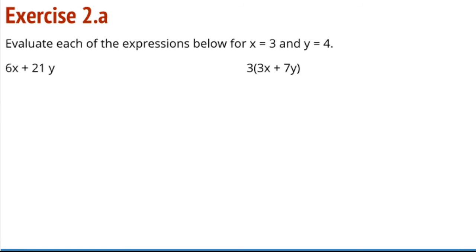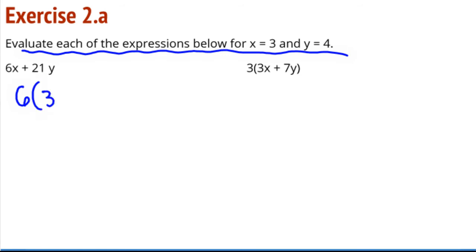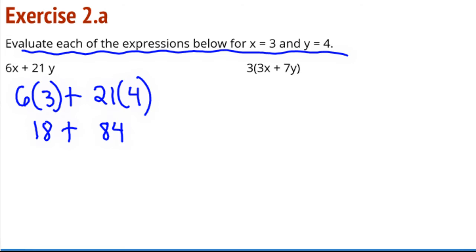All right, so going to do a little comparison here. So we have to do a little substitution. So we're going to evaluate each of the expressions for x equals 3 and y equals 4, which means that I'm going to take this 3 and put in for x, so 6 times 3, plus, and then I'm going to put a 4 in for y, 21 times 4. And now I'm going to evaluate. I'm going to follow the order of operations. 6 times 3 gives me 18, and 21 times 4 gives me 84. And I will combine these together. 84 plus 18, add 10 gives me 90, plus 12 gives me 102.